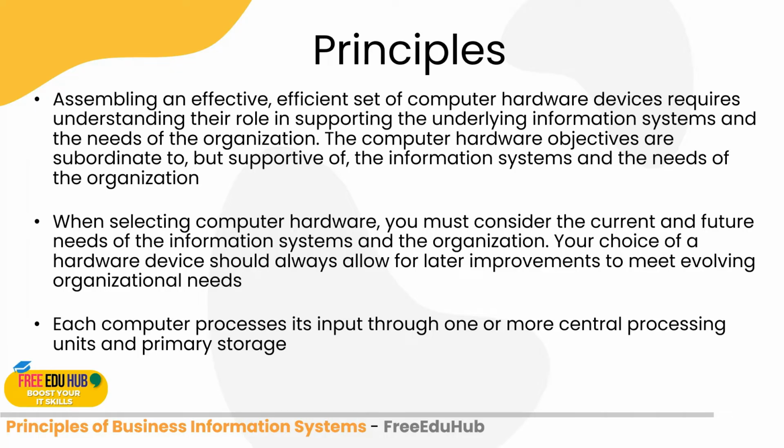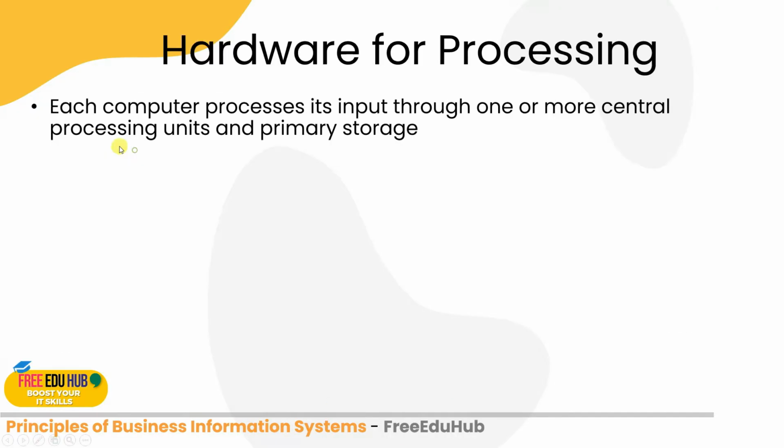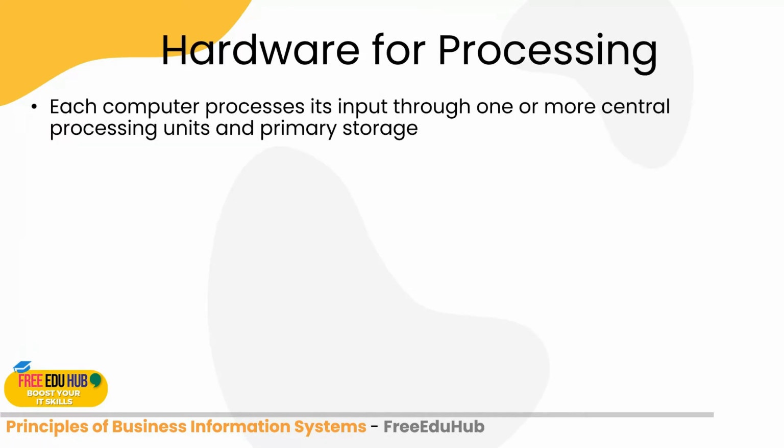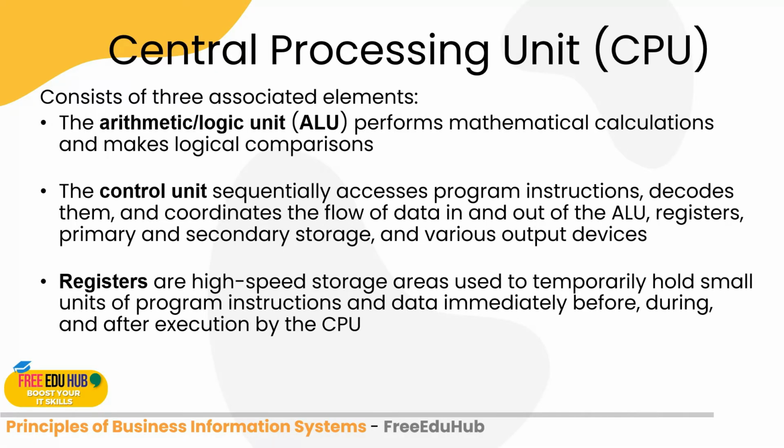Each computer processes its input through one or more central processing units, which we call CPUs, and the primary storage, which we use in terms of the hard drive on the computers. Then we have hardware for processing. Each computer processes its input through one or more central processing units and the primary storage. Now, the central processing unit consists of three associated components. The first one is the ALU, then we have the control unit, and then we have registers.